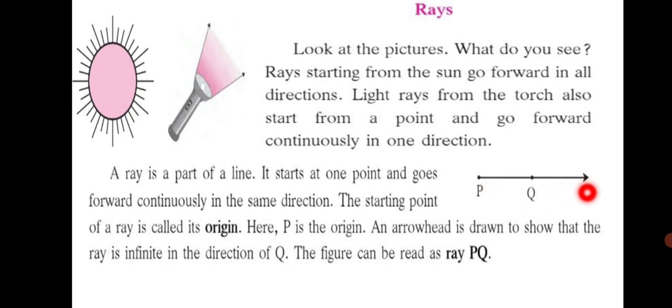An arrowhead is drawn to show that the ray is infinite in the direction of point Q. The figure can be read as ray PQ. Remember, the ray PQ is not read as ray QP. You cannot start from Q and go towards the point of origin. A ray is always read from the starting point, that is its point of origin, and towards the arrowhead we will have one more point. Using that you will complete the name of the ray. Here the name of the ray is ray PQ.